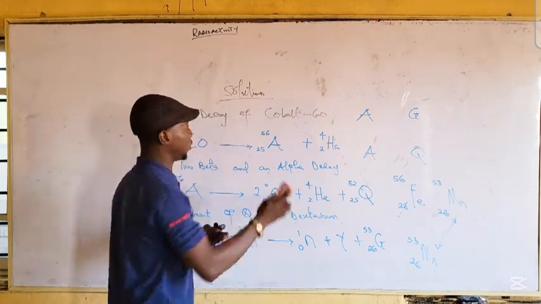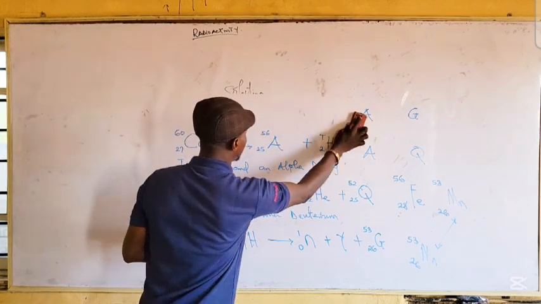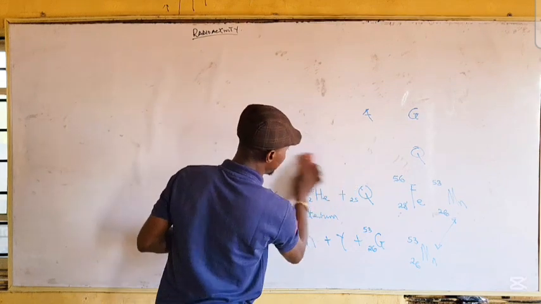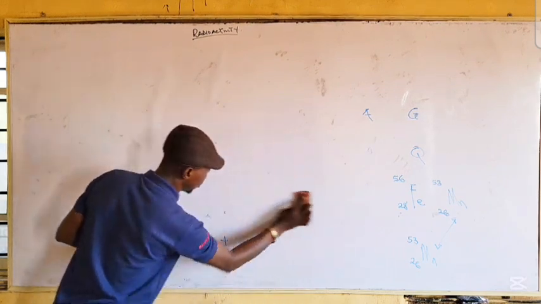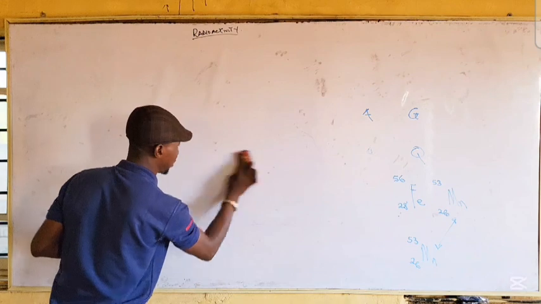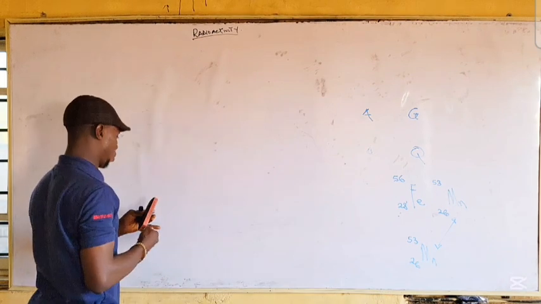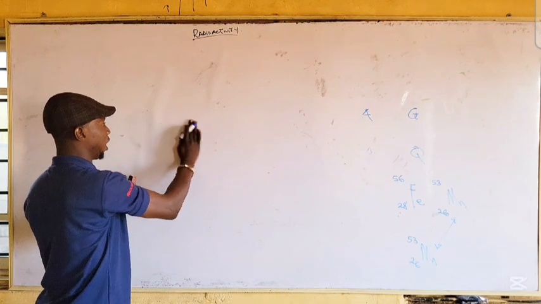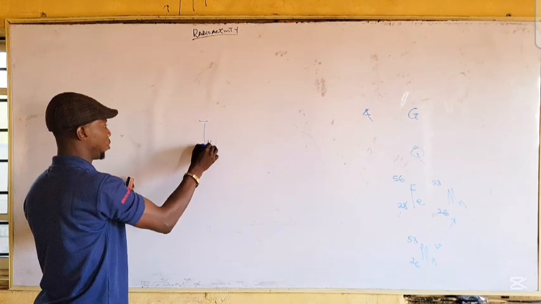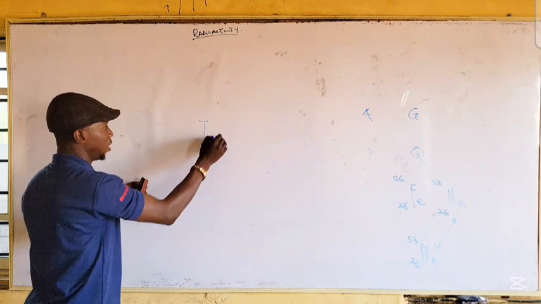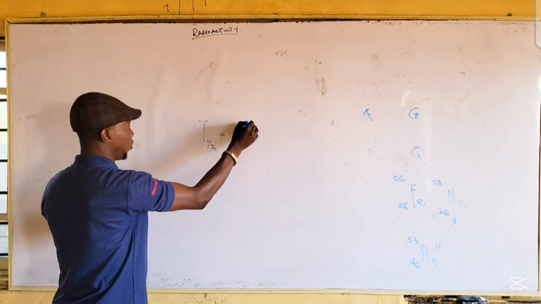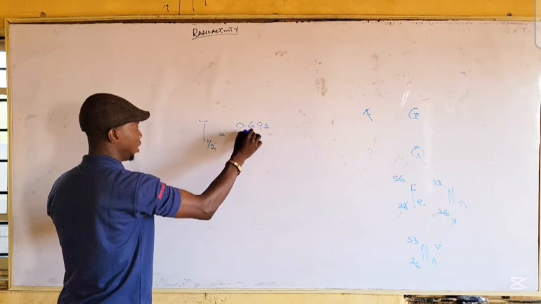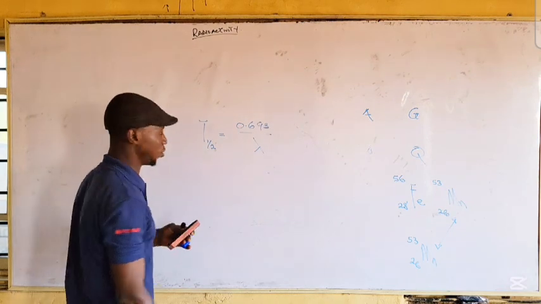So before I round up the video, let me just give you the formulas to solve any calculation under radioactivity. I'm going to give you 3 formulas to solve calculations under radioactive decay. Number 1, when you are asked to calculate something like half-life, which we all know as T half. This is the symbol for half-life. T half is equal to 0.693 over lambda. This lambda represents the decay constant.